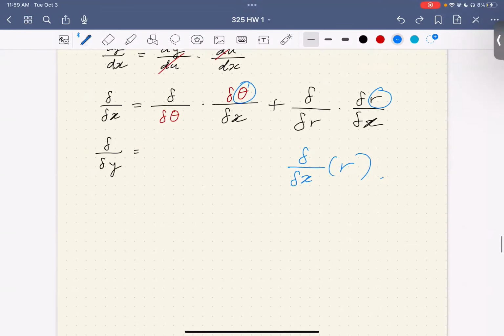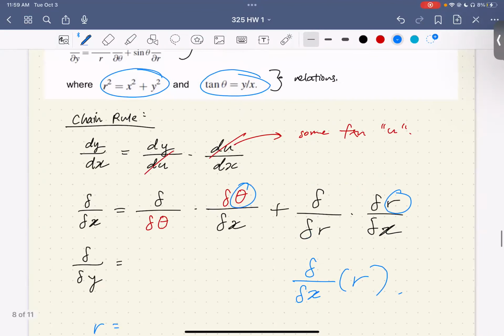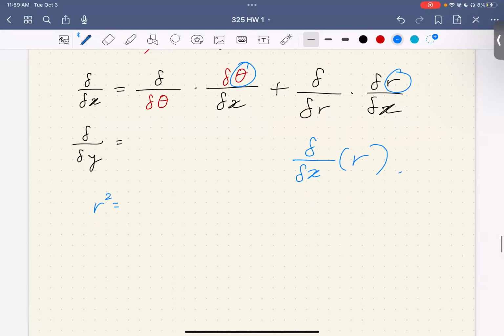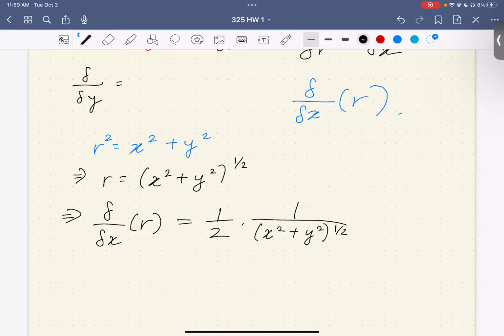So let's find what is r. Well, r over here is given to us: r squared is equal to x squared plus y squared, which means r is equal to x squared plus y squared to the power of 1/2. That makes it easier when we take the partial derivative. So when we take the partial derivative of r, we use the power rule, bring that down. So we have a 1/2 times 1 over x squared plus y squared to the 1/2, negative 1/2, but it's inverse.